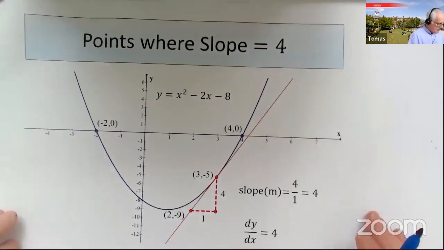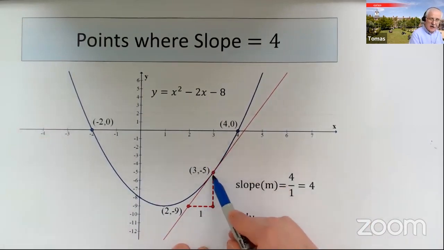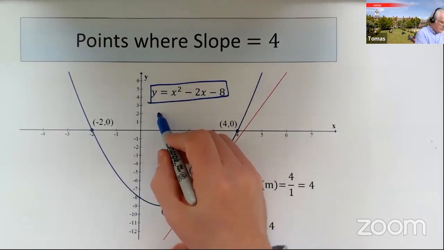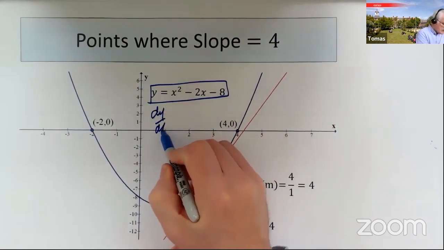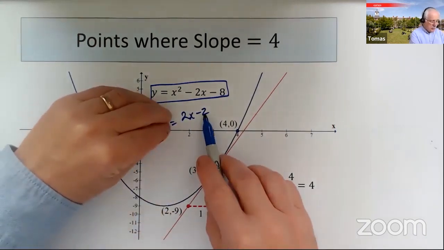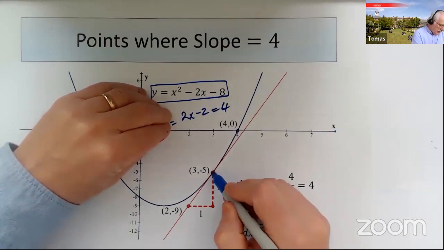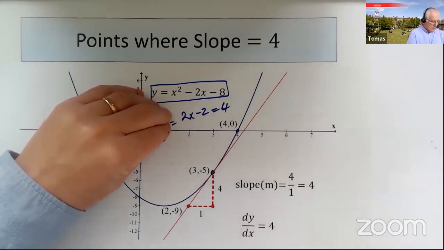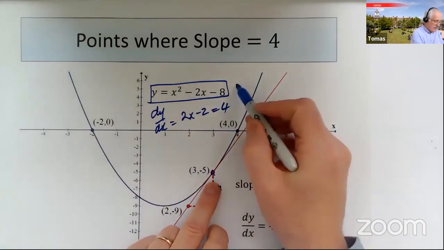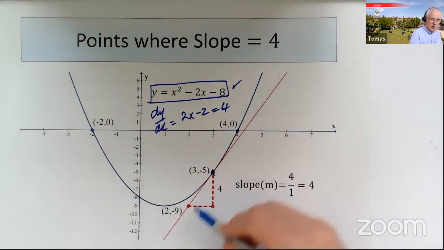So joining the thing together, we'd have the point (3, -5). How do we do it? Well, that was the original function. That was our y. dy/dx was the slope, which was 2x minus 2. We wanted the slope to be 4, so we said make it equal to 4. The only place it was 4 was here. We then said if x is 3, then y must be minus 5 from this equation. So at (3, -5), the slope was 4.